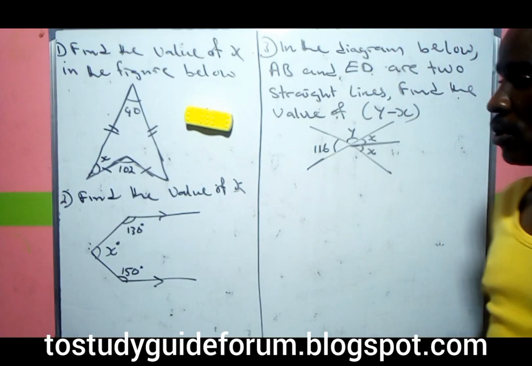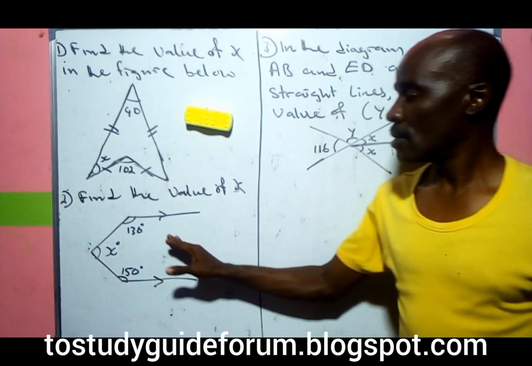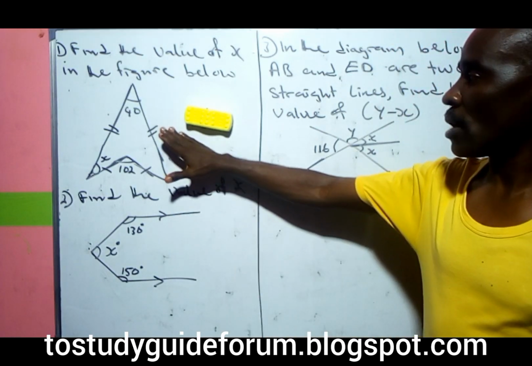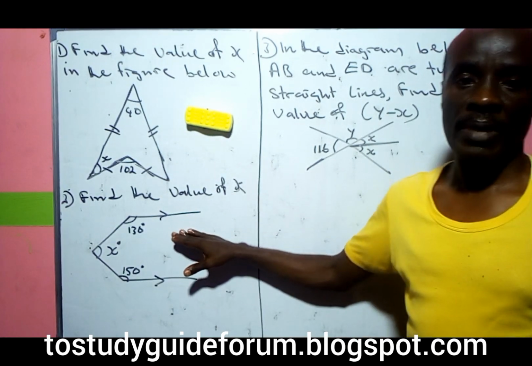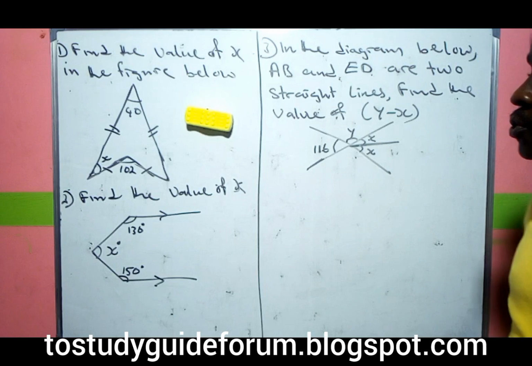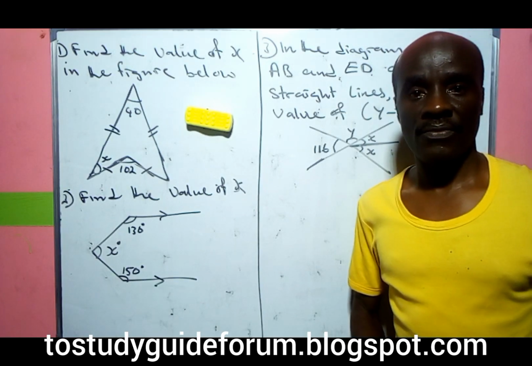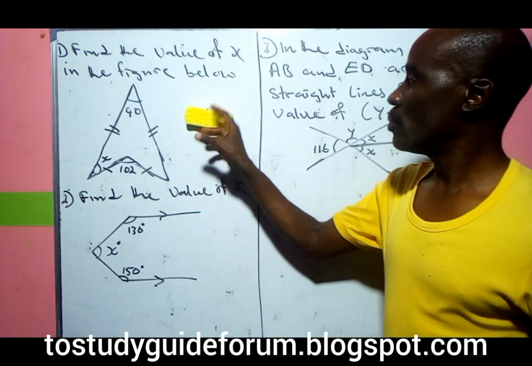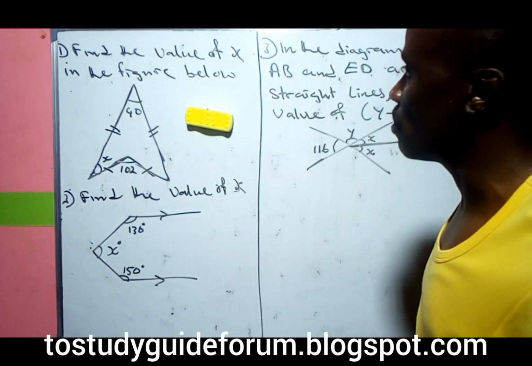Today we'll be looking at how to calculate some of the angles we have on the board. The first one has to do with triangles. This other one is parallel lines, and this is angles at a point. The questions vary from one another. So today we're going to start without wasting much of your time. We're going to start from the first one.